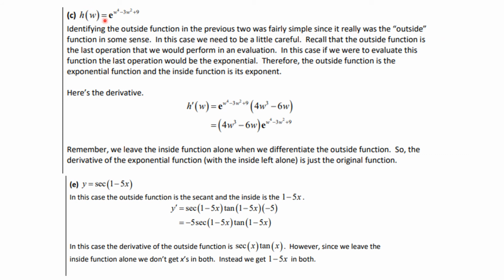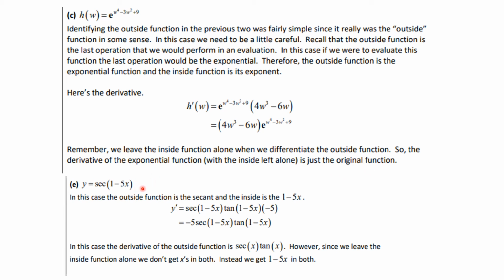Let's look at this one. Now, the function on the outside is e to this business, and on the inside it is w to the 4th minus 3w squared plus 9. So the derivative of e to the something is e to the something times the derivative of what was inside. And this is going to be 4w cubed minus 6w. So that's how you do this. Remember, we leave the inside function alone when differentiating the outside function. So the derivative of the exponential function with the inside left alone is just the original function.